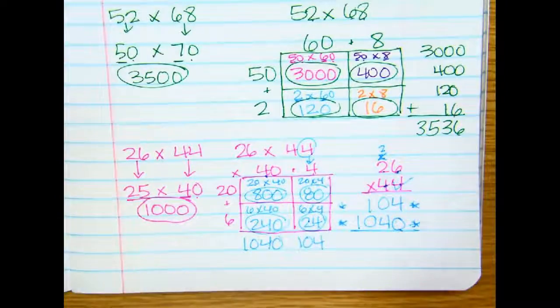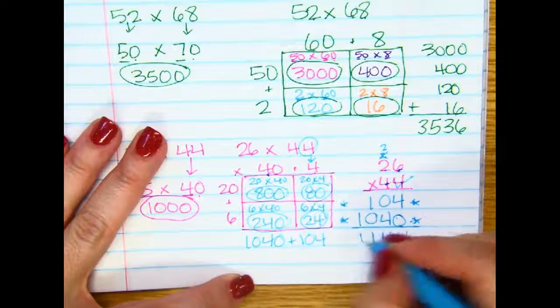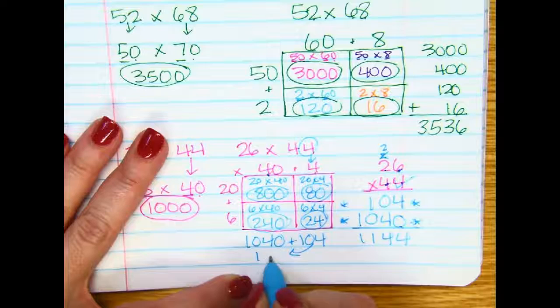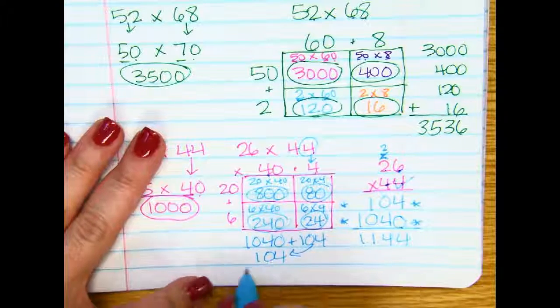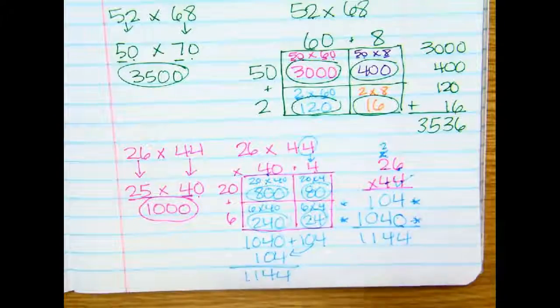It's just broken apart. Okay, so we have 4, 4, 1, and 1. If we add these two numbers together, I'll bring it down underneath. And looky there, we have the exact same answer. This is what we're going to be doing.